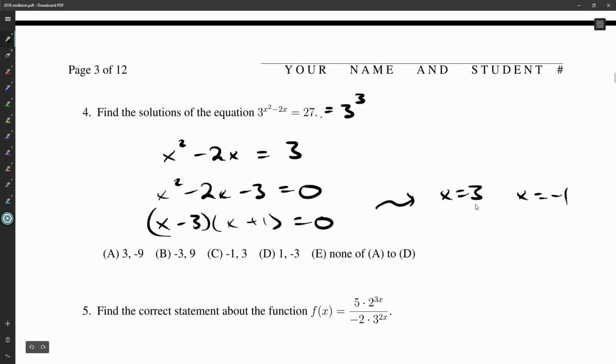Now these are nice integers. I could double check. 3 squared minus 2 times 3 is 9 minus 6. And that's 3 to the 3. And similarly with minus 1. So our answer is C.